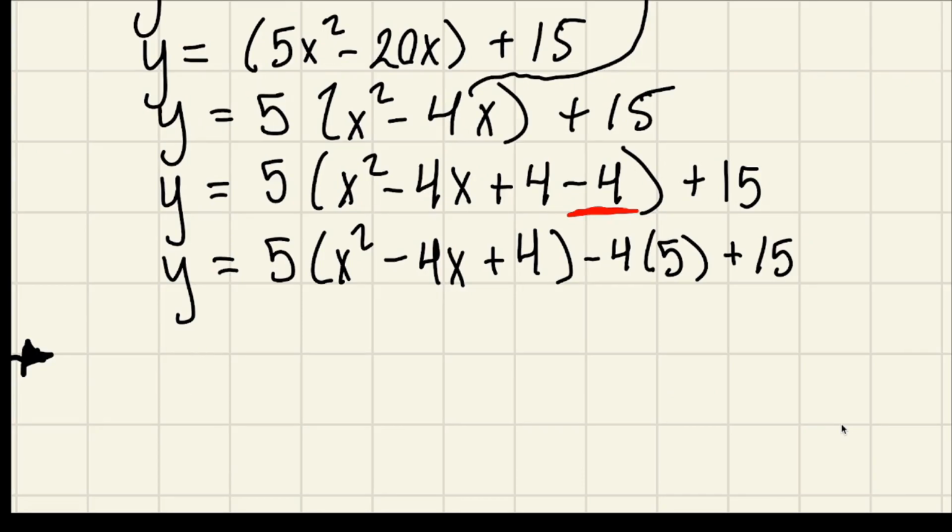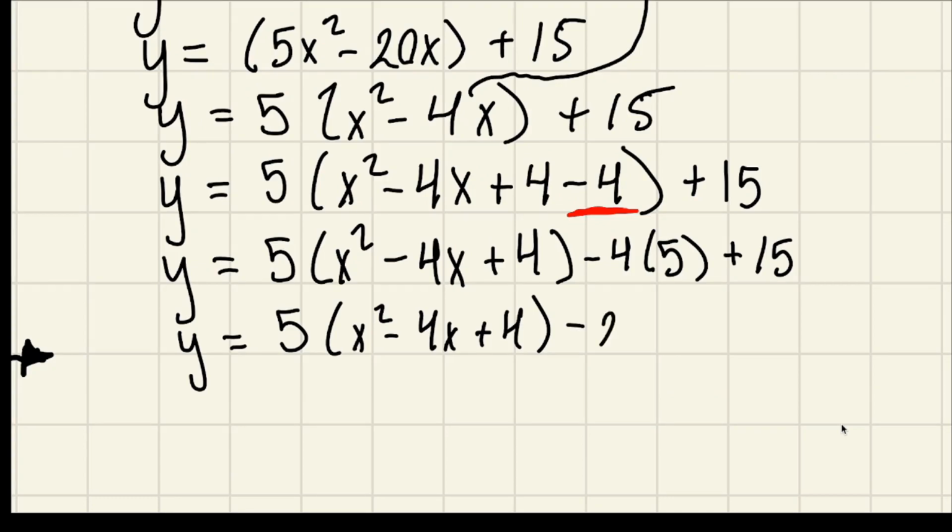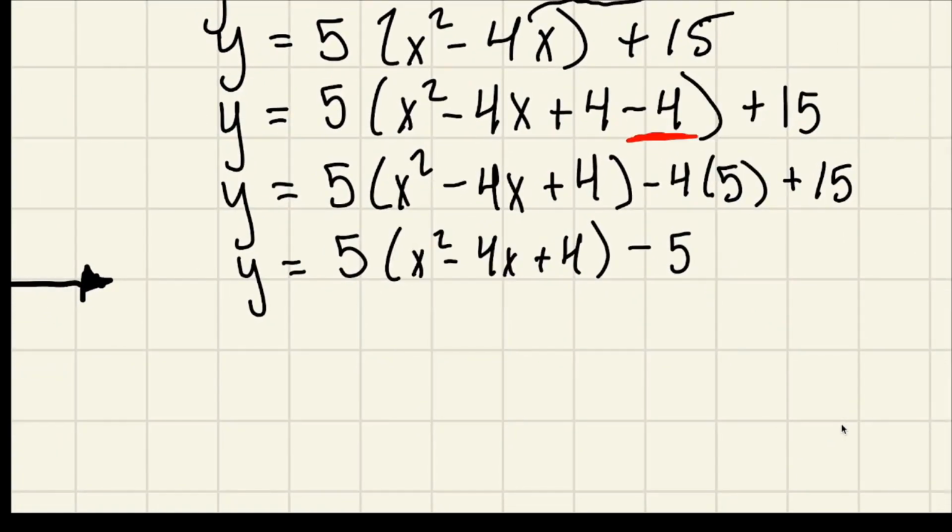Now, if you simplify this, you're going to be left with 5(x squared minus 4x plus 4. I'm doing extra steps just to show you guys. Negative 4 times 5 is negative 20. Negative 20 plus 15 will give you negative 5. So then you're going to be left with negative 5 here. And again, like I said, you want to get a perfect square trinomial. And in all cases, you're going to get a perfect square trinomial here, right? And this will just be x minus 2 to the power of 2.